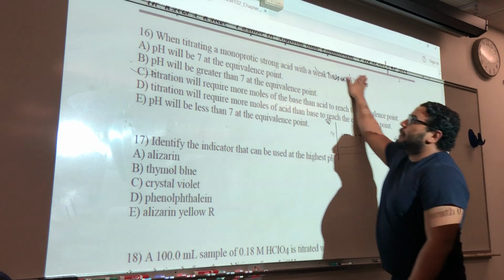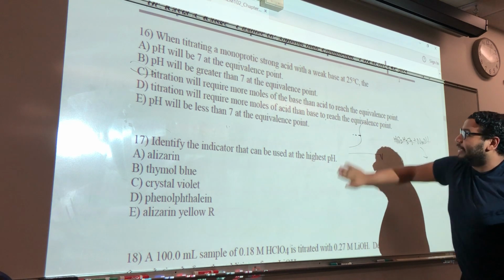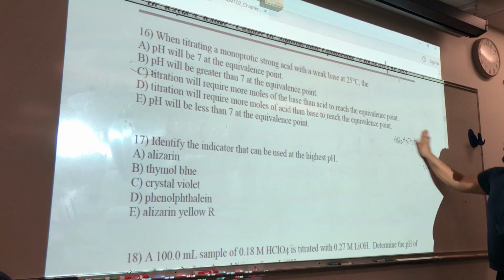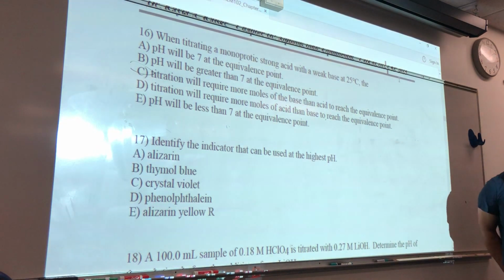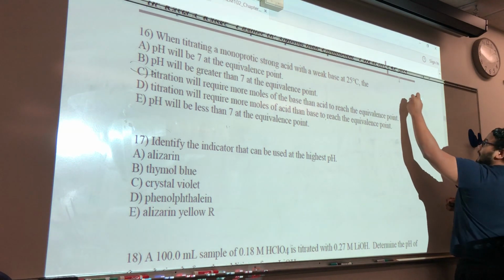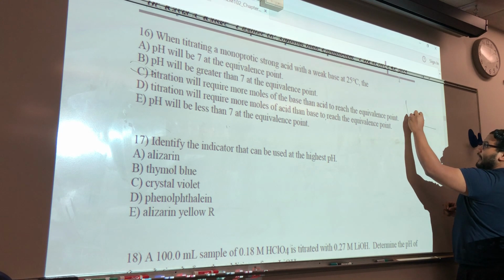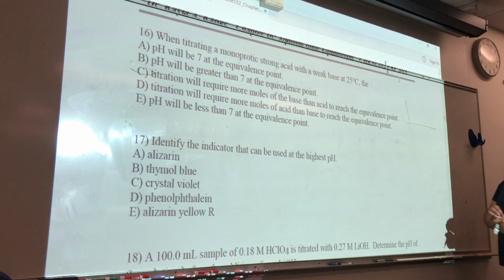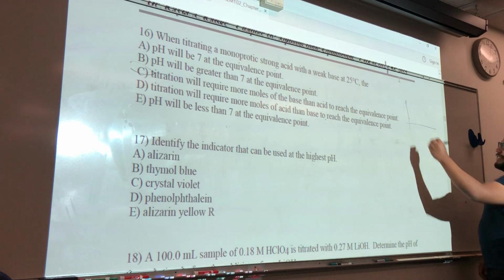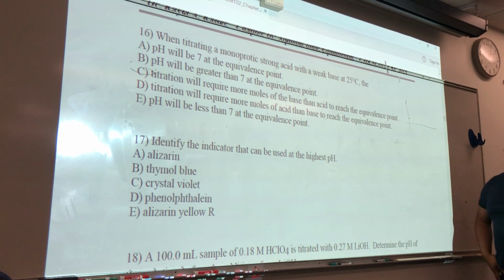A monoprotic strong acid with a weak base. Okay, so let's take a second. We're titrating a monoprotic strong acid. Just going down. So we start here. Before we add any of our weak base, where are we? We're here, right? Yeah. And then we're going to add the weak base, right?